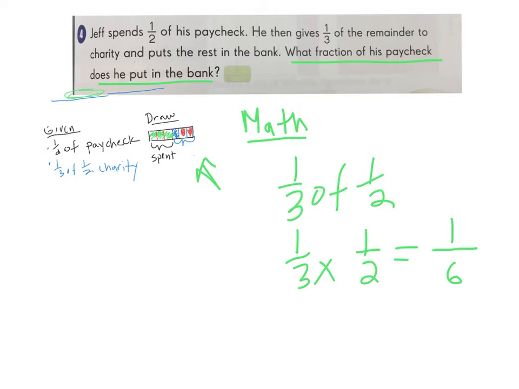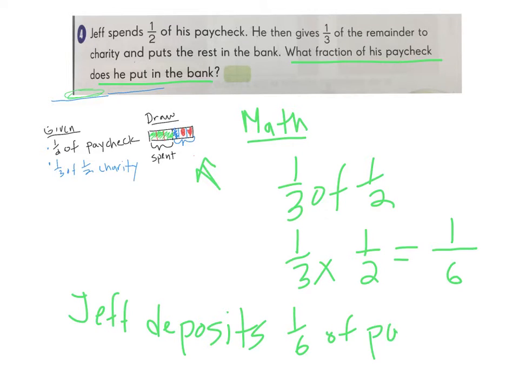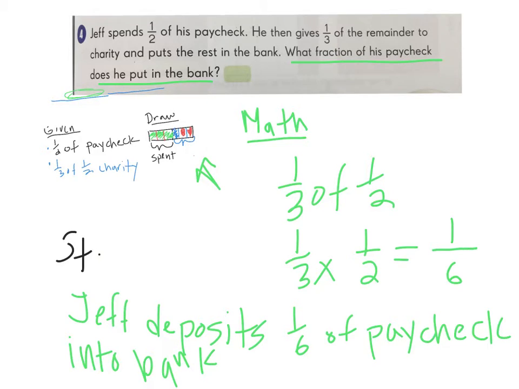So I would write that down. Jeff deposits 1/6 of paycheck into bank. Oh, I can't write because it's ink, okay? And that's my statement. Now it's really hard to write on here, but if I was on paper, it would be much neater.